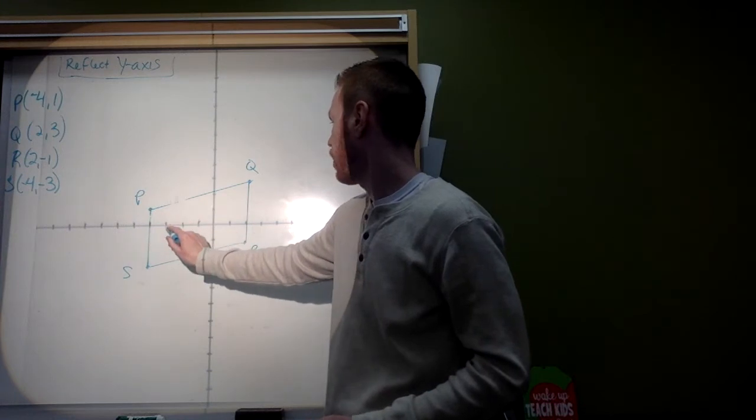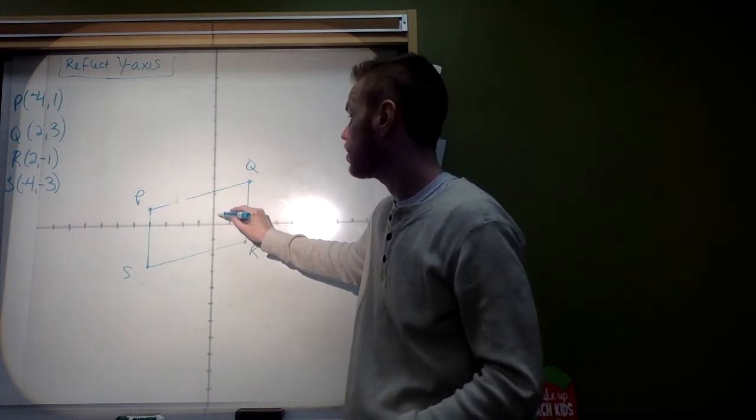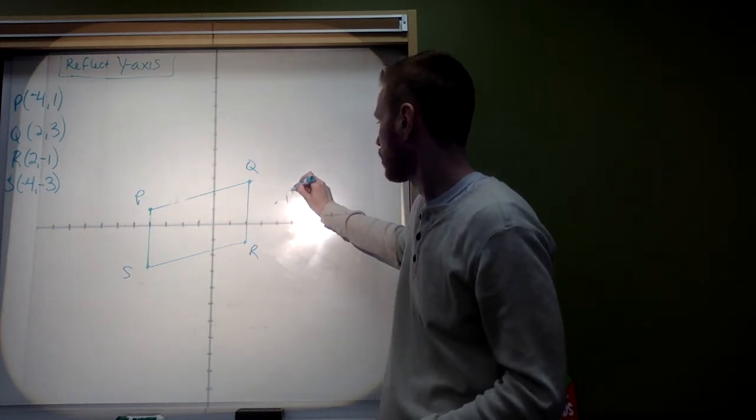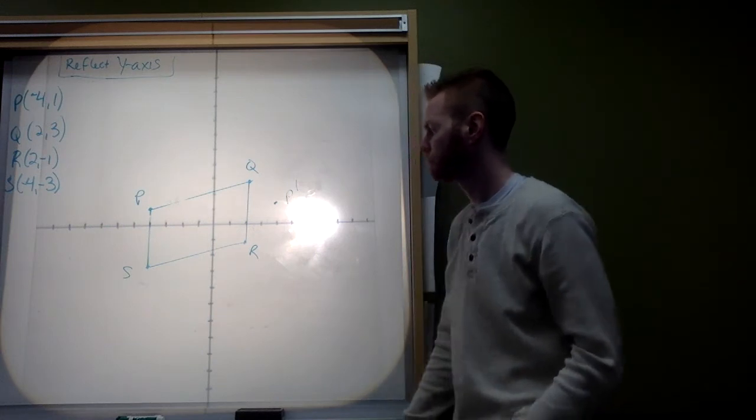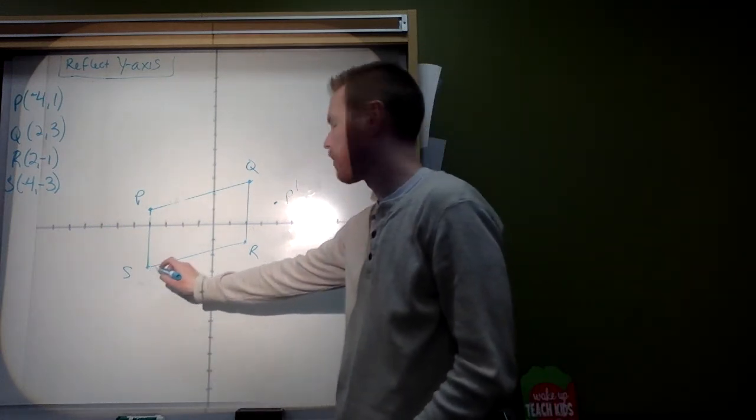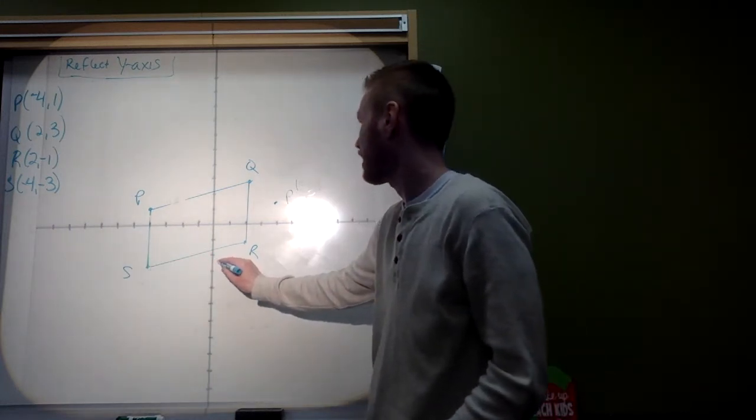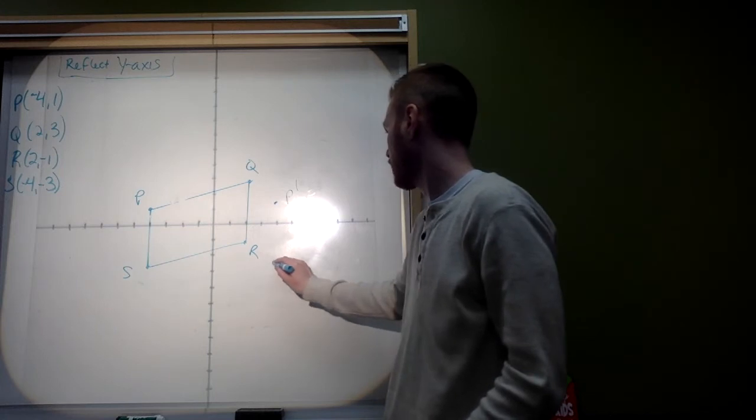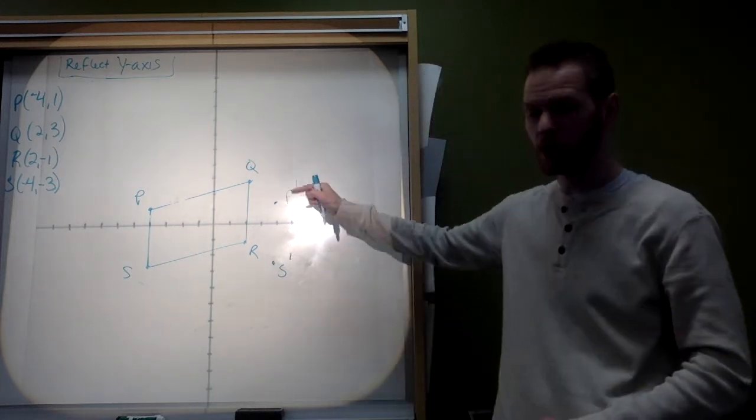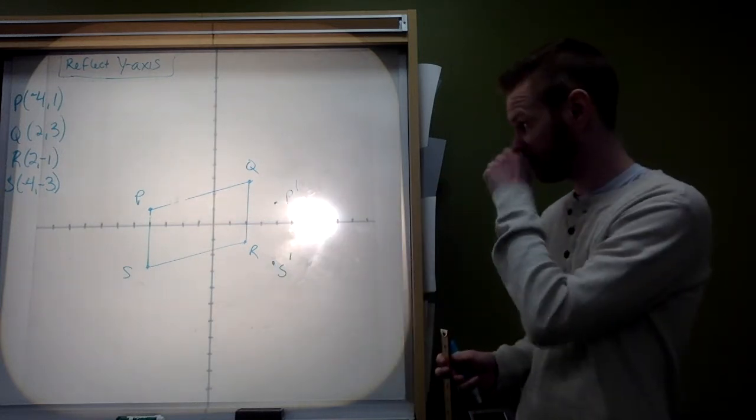P is 1, 2, 3, 4 spaces away. So what I'm going to do is mimic it on the other side. I'm going to go 4 spaces away and put right here P prime. S, same thing. It's 4 spaces away. So on the other side, I'm going to mimic that and put it 4 spaces away. So there's S prime. Remember, the prime marks indicate that it's been reflected. Okay, it's a symbol that we're using.